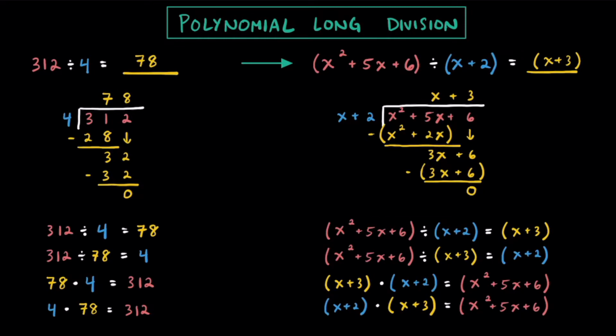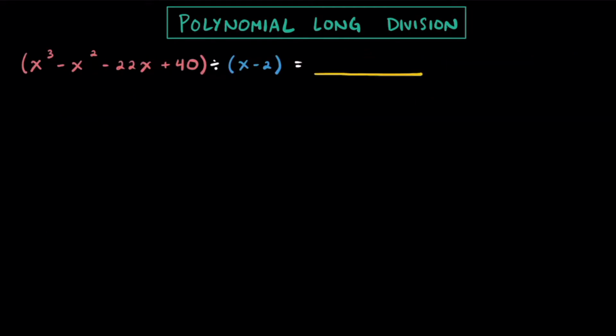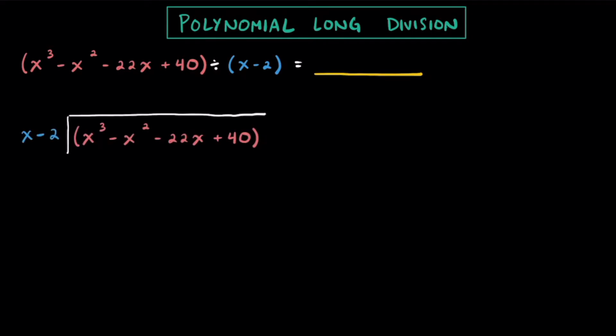Now that we got the basics out of the way, let's go through one example where we have no remainder and one example where we do have a remainder. Let's try dividing this cubic polynomial of x cubed minus x squared minus 22x plus 40 by this binomial of x minus 2. We'll start by setting up our long division by putting that first polynomial inside the division house and putting that x minus 2 binomial outside as the divisor.